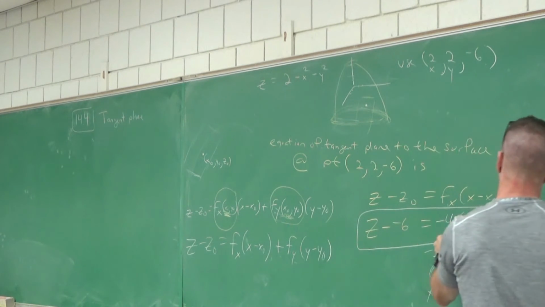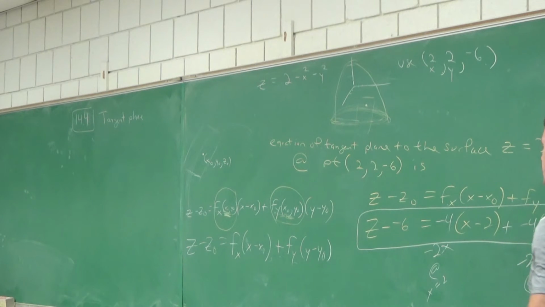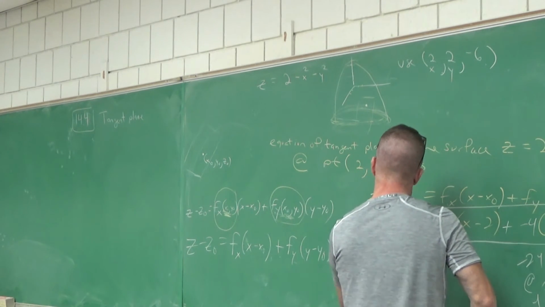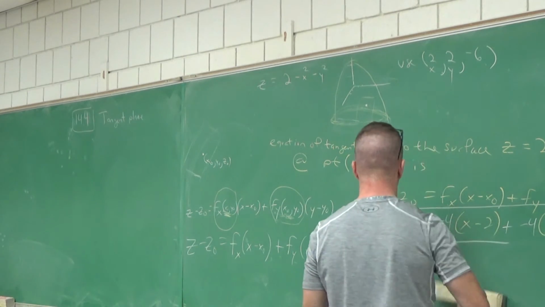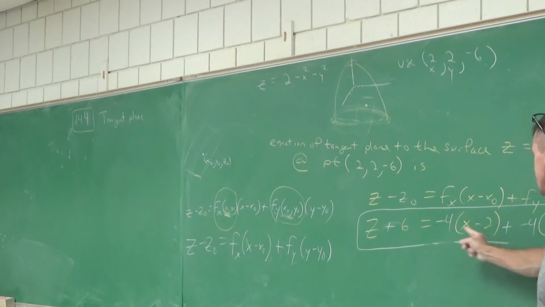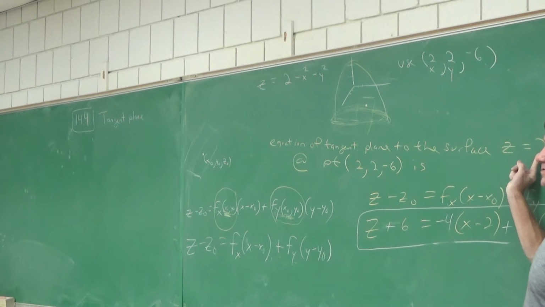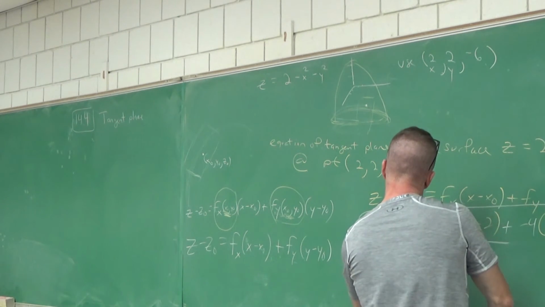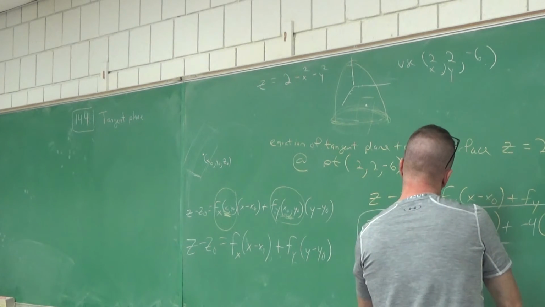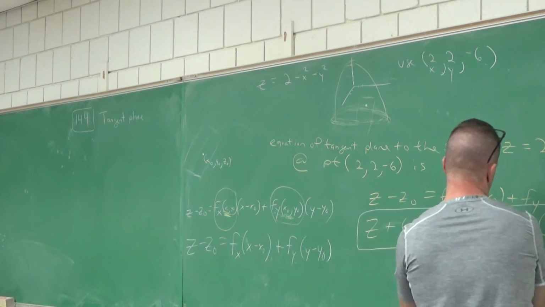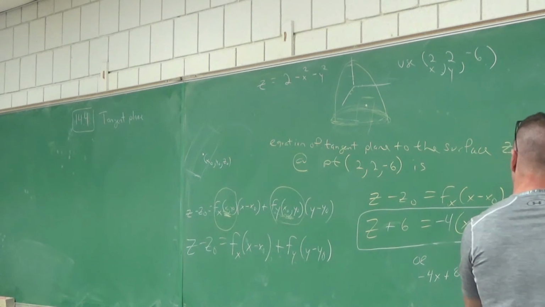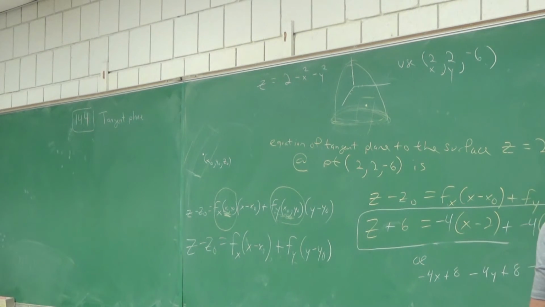But I'll write it in another way too. By the way, the negative negative becomes a positive. So see how I got these slopes? Partial derivatives, substitute the value. Another way to write this: negative 4 times (x minus 2), minus 4 times (y minus 2), minus (z minus negative 6), all equal to 0.